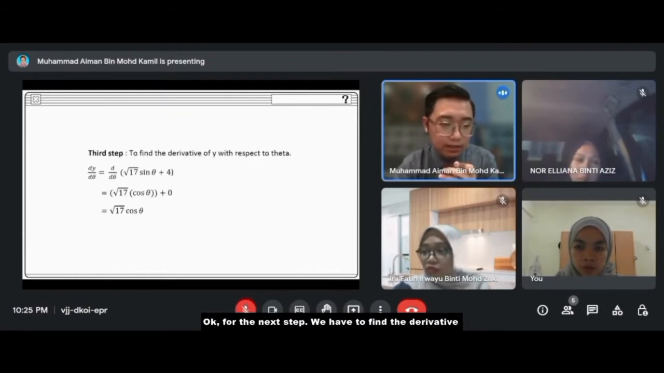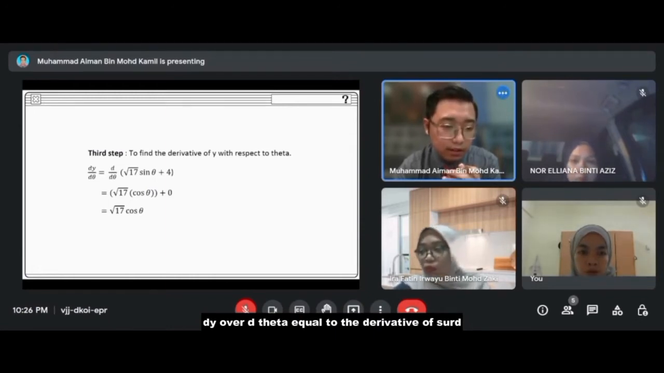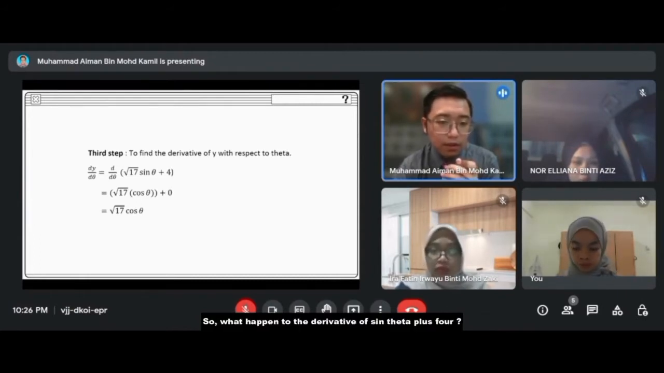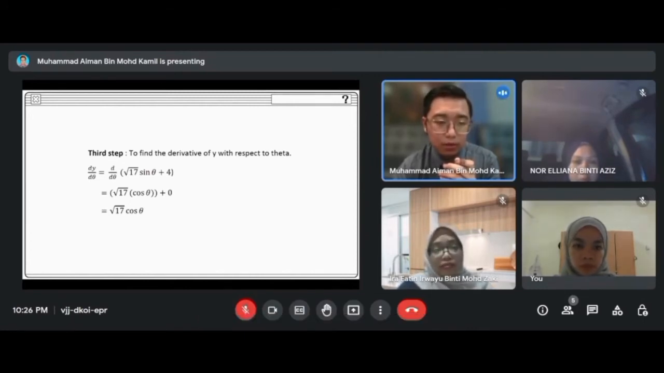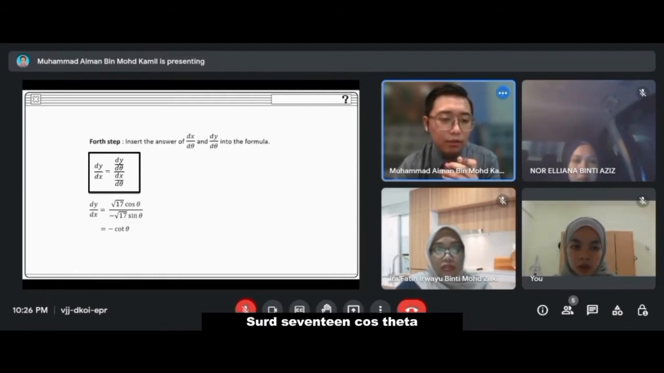For the next step, we have to find the derivative of y with respect to theta. dy over d theta equals the derivative of square root 17 sine theta plus 4. So what happens to the derivative of sine theta plus 4? It becomes cos theta plus 0. So the final answer for dy over d theta is square root 17 cos theta.